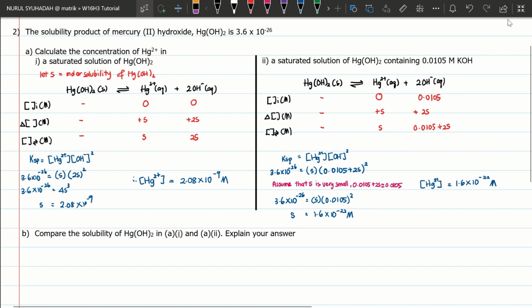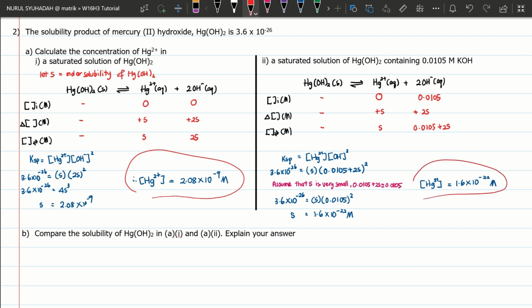So, the last part of question 2, compare the solubility of HgOH2 in A1 and A2. Okay, and then explain your answer. So, value apa yang kita nak tengok solubility tadi, kita tengok dekat sini lah. Kita compare berdasarkan nilai S tadi. Okay, we can compare by using this value. Okay, tapi soalan yang kat atas ni tadi dia minta Hg2+. So, compare solubility, sorry, not this one. Okay, nilai S dekat sini. Okay, compare the solubility. So, clearly you can see here, okay, which one is more soluble.